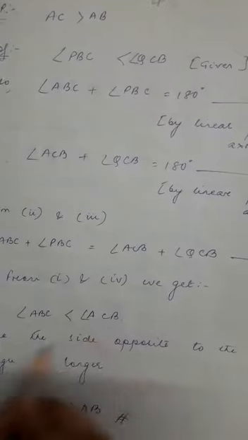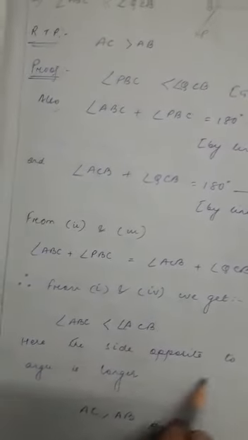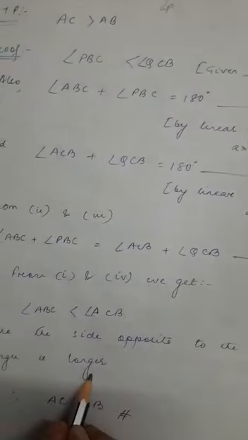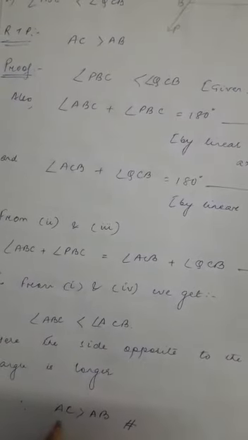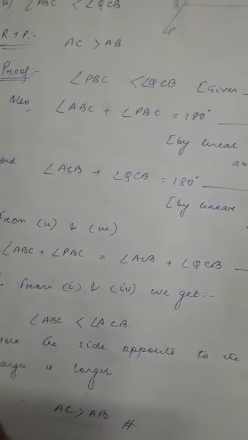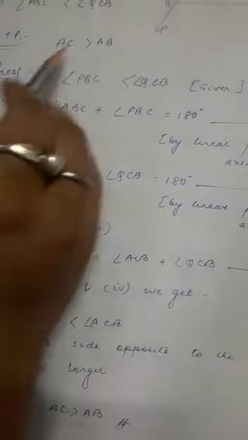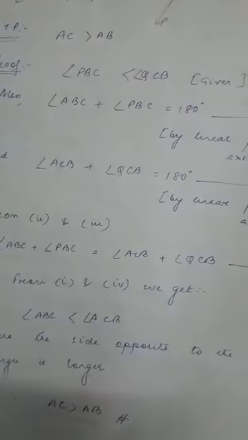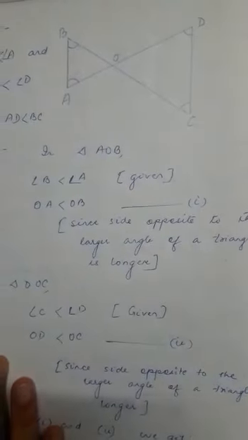Since ABC is less than ACB, we know from the theorem that the side opposite to the larger angle is longer. Therefore, we can say that AC is greater than AB. This is what we need to prove: AC is greater than AB. Right. So I think these two sums are clear. They are not very tough sums. Go through them and it will be clear to you all.